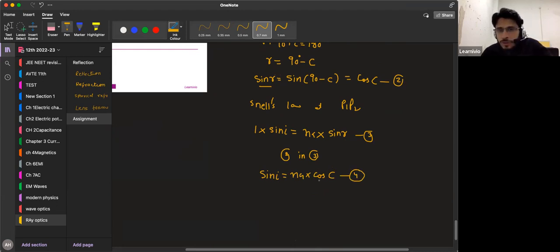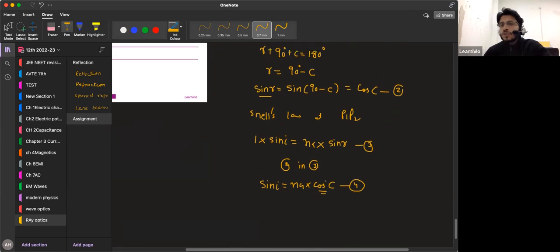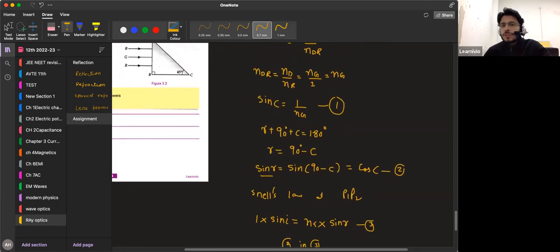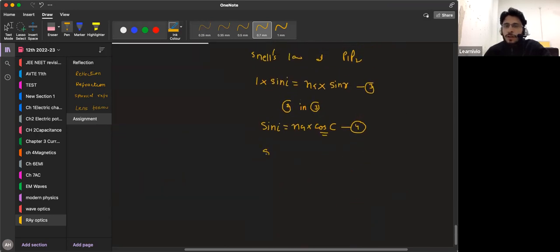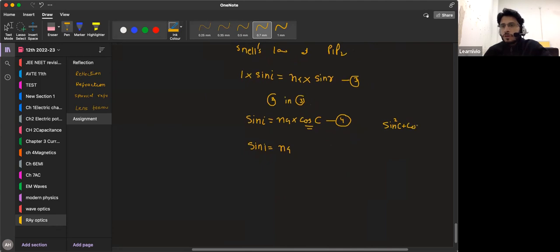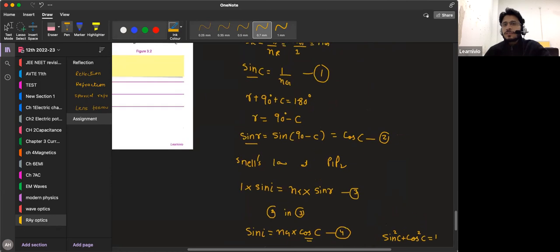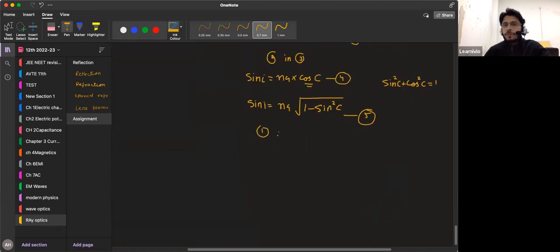Next, here we have cos C, but we don't need cos C. We need sin C because we know how to relate sin C and the refractive index. So can you convert this cos C into sin C somehow? Sin square C plus cos square C is 1, right? So you can write that cos C is root over 1 minus sin square C. Let's call this equation number 5. We know that sin C is 1 by ng. So let's substitute 1 in 5.